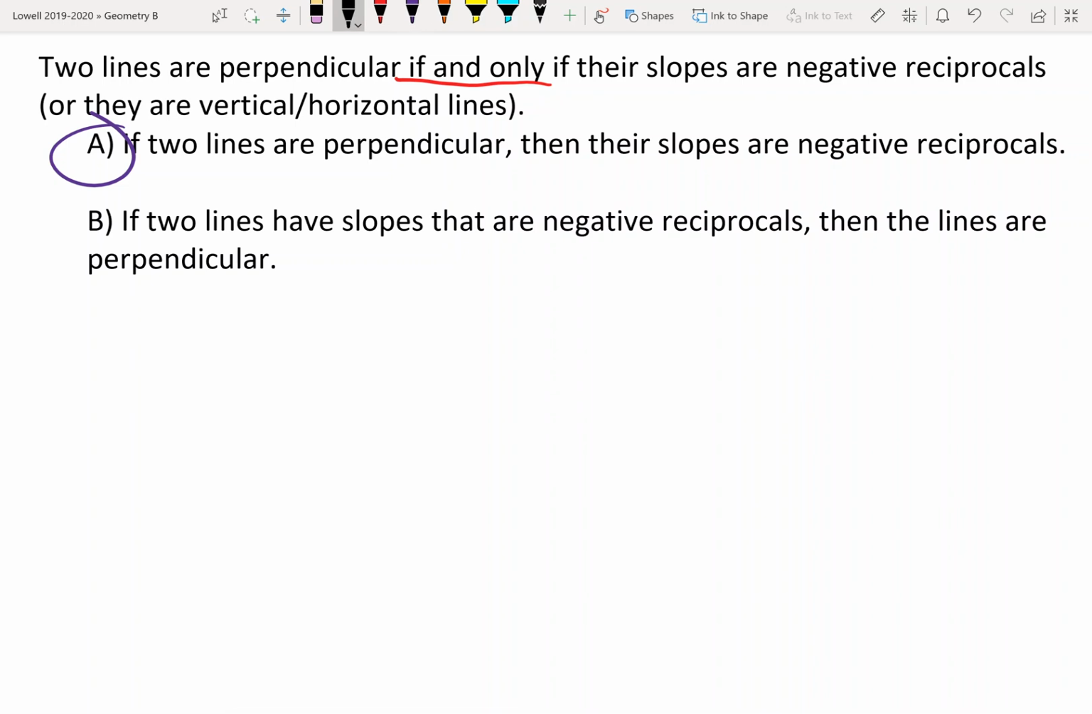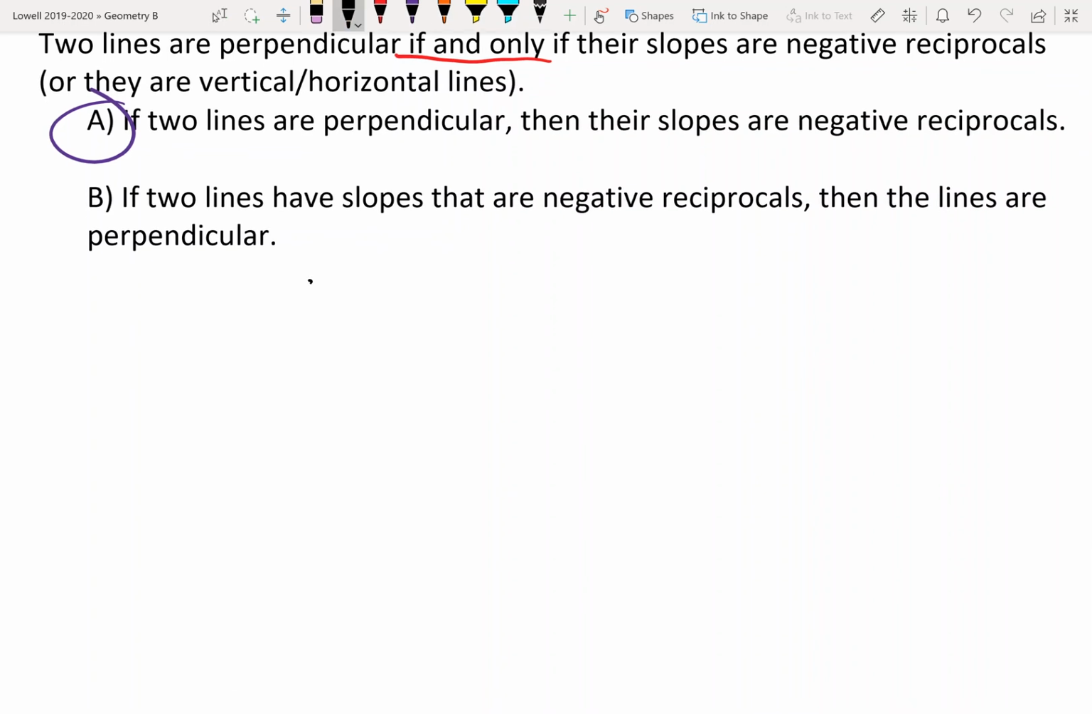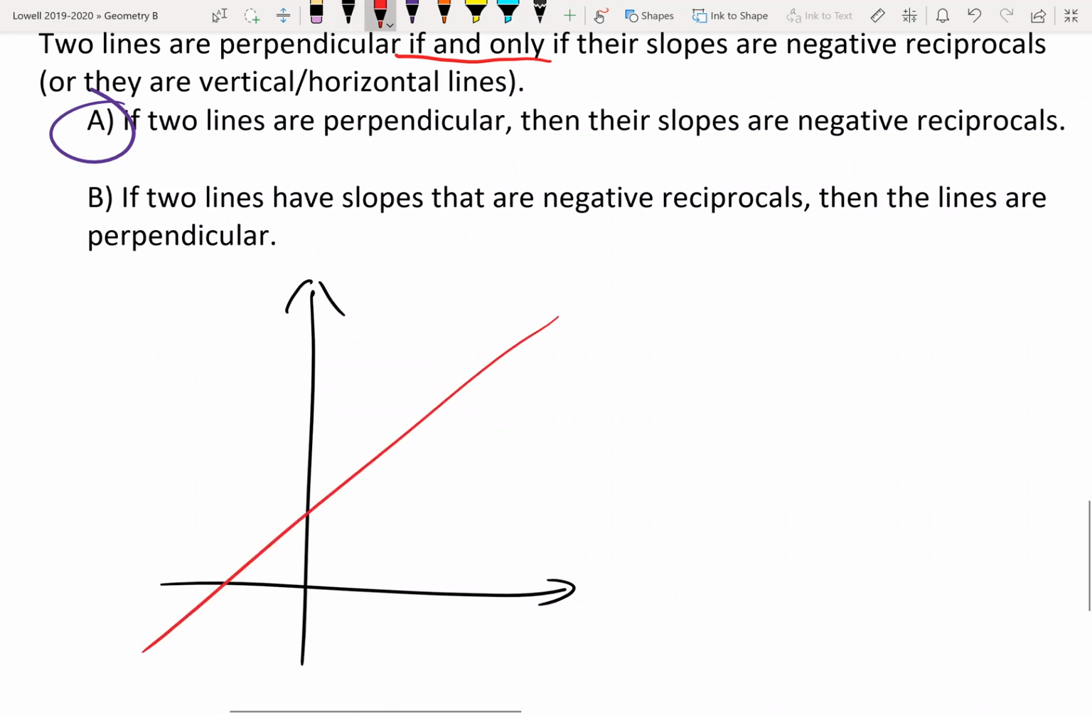So let's draw a picture here. There are my axes. I'll draw my two lines. I'll draw this red one like that. And since they're perpendicular, they must intersect, of course. Let's draw this one right here like that. Okay, so we know that it's perpendicular. Let's say the red one is line 1, and the purple one is line 2.